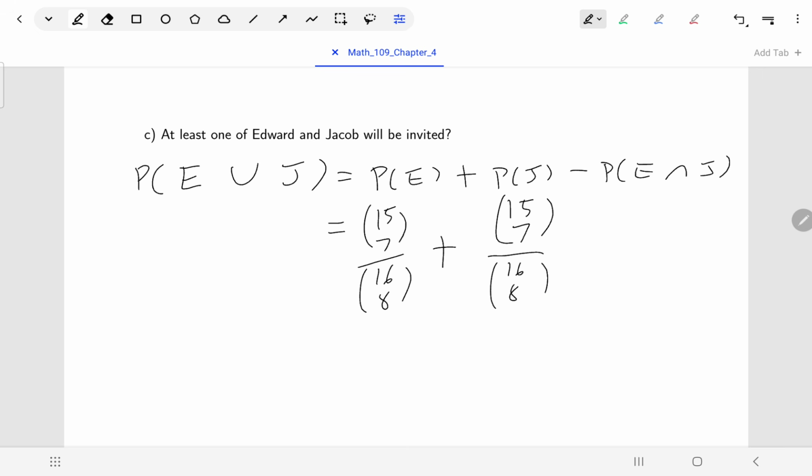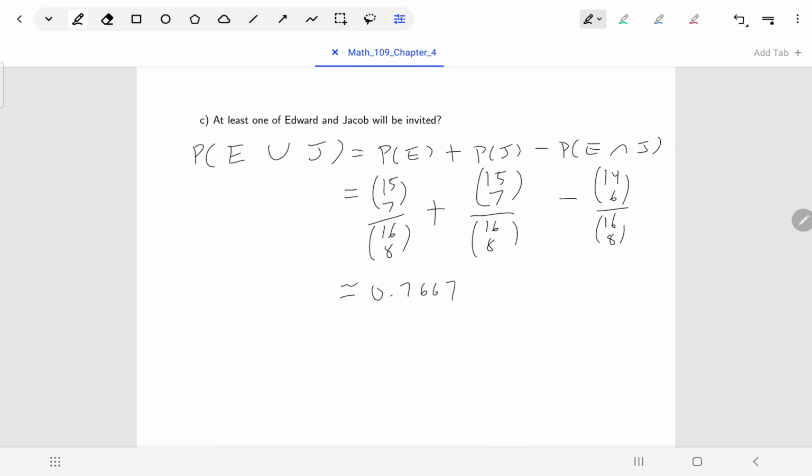And we also figured out in the previous part B, Edward and Jacob both showing up to the party. That should be 14C6 out of 16C8. And that gives us our answer of about 0.7667. So just almost 77%.